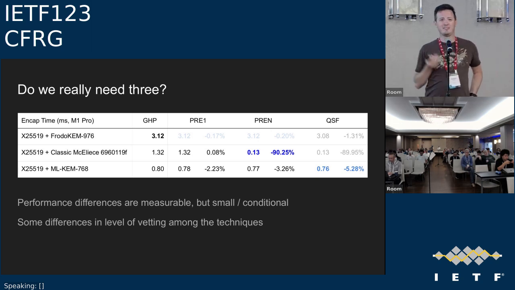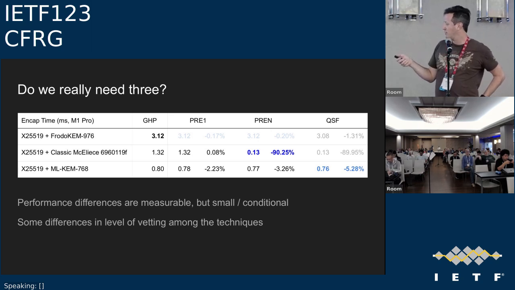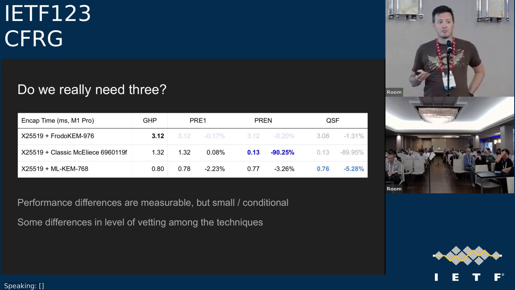Folks I talked to about this in preparation for this said, why do we need three? There are some distinctions. If you are just doing things once, the GHP and pre-constructions don't really differ from one another. But if you're reusing the public keys many times, the pre-construction is quite a bit faster. And even in the case where you're not reusing things, QSF is quite a bit faster, even with quite small public keys. So there are performance differences here that are noticeable, and I believe have been said to be salient by a bunch of application developers. So I think they're worth considering.